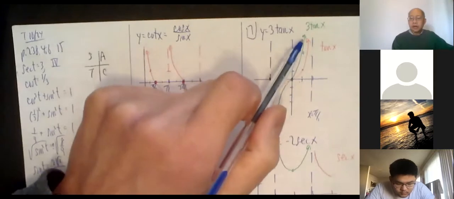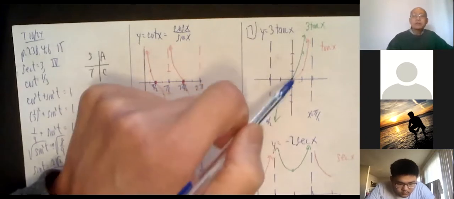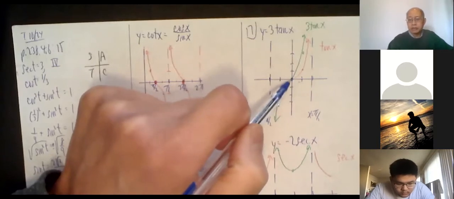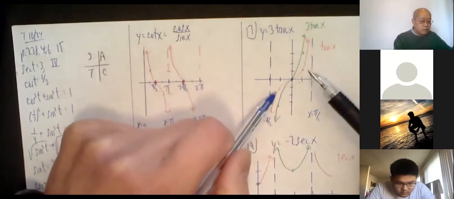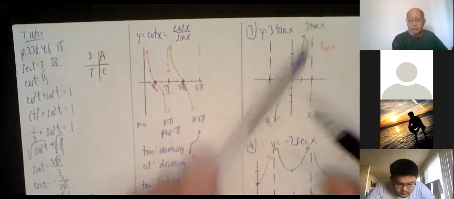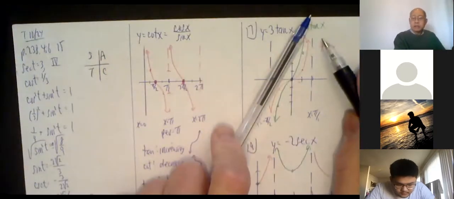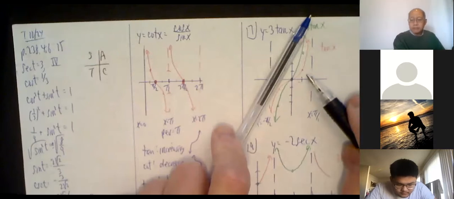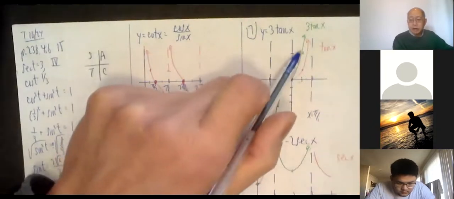All right, here's all that happens if I put a 3 in front. Well, 3 times 0 is 0, so they match here. But I'll just plot what happens to these points. This happens to be pi over 4. Right here, tangent of pi over 4 is 1, so there's 1. And what do you get when you multiply by 3? 1 times 3 is 3, so you're up here.